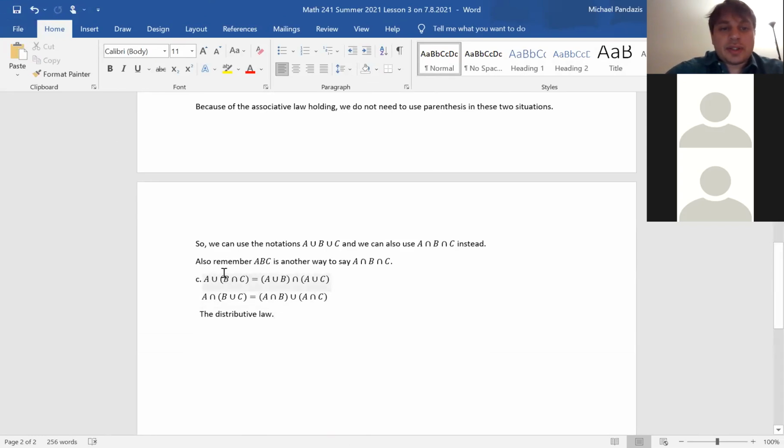Okay, so here with this equation, you can see that I'm taking A union B, and then the intersection symbol ends up here, and then it's A union C. And here it's A intersection B, and then union A intersection C. Okay.